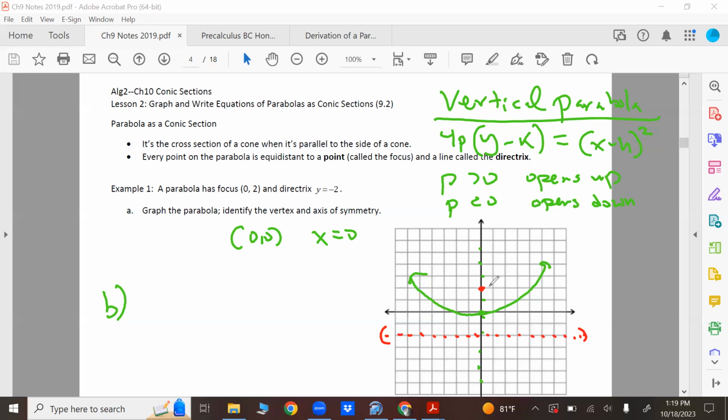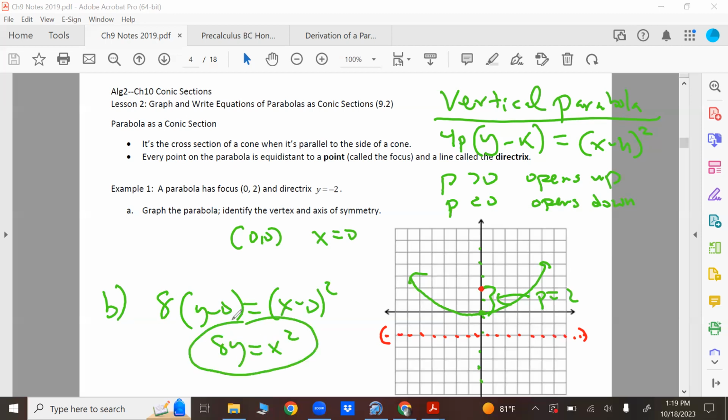So what's p here then? Positive 2. So for part B, I'm going to write 8 times y minus 0 equals x minus 0 squared, or 8y equals x squared. If you want to write y equals 1/8 x squared, go ahead. I don't care, but that's what we usually do, and you can leave it like this. So this is the vertical parabola form.